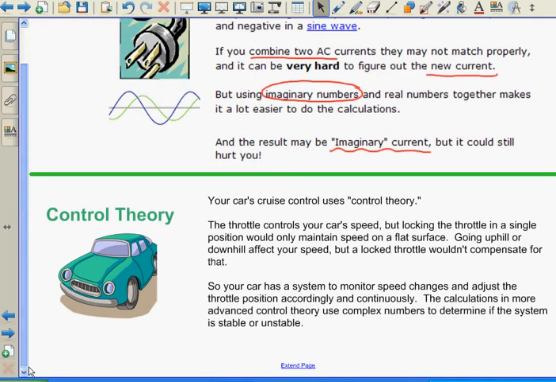Another place that uses imaginary numbers is control theory. A quick, easy example of control theory is your car's cruise control. That's where you try and lock your car at a certain speed. The throttle is what tells your car how fast to go. I mean, how much power are you sending to your engine? So if we were doing a very elementary thing, we would just lock our throttle into position.